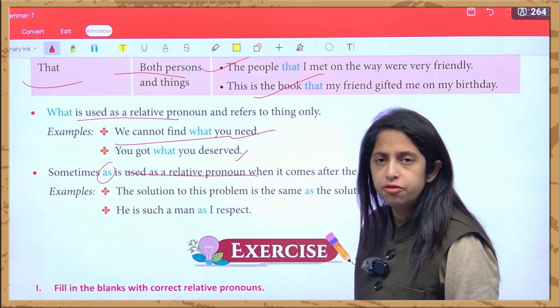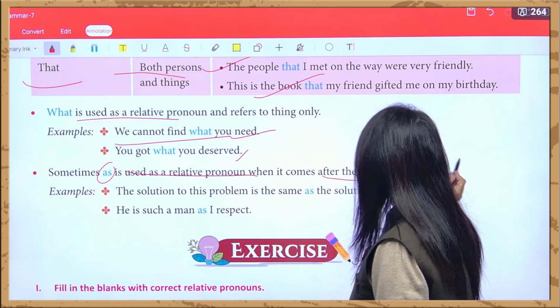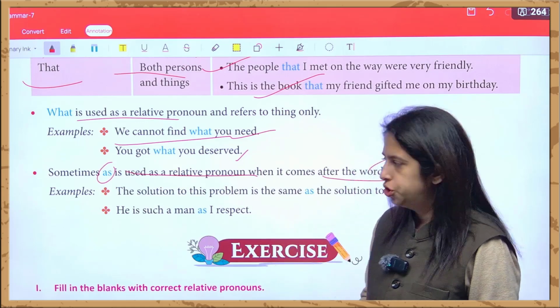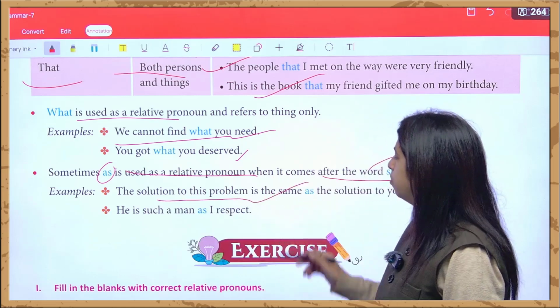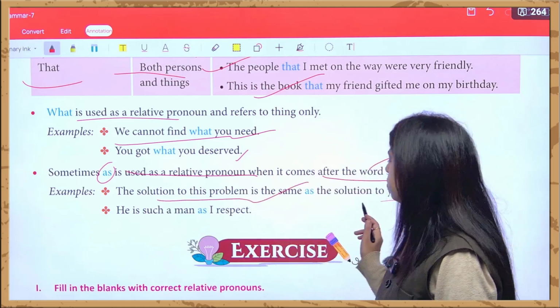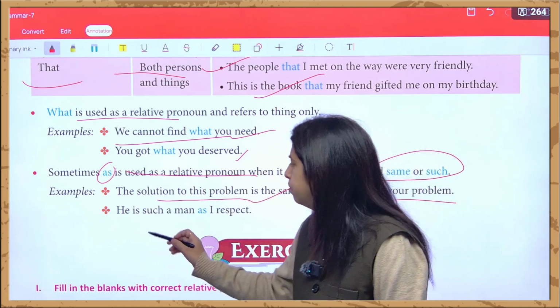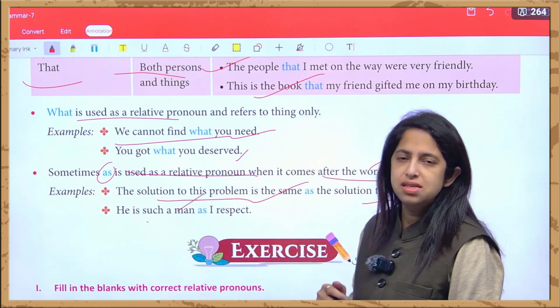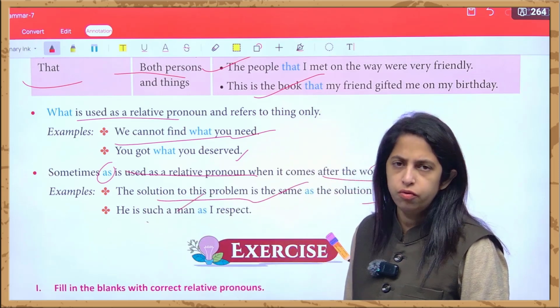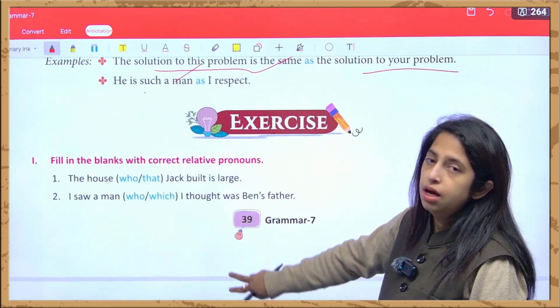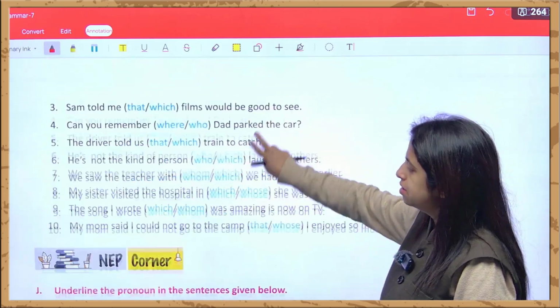Sometimes as भी use होता है relative pronoun के रूप में, because it comes after the word same or such, जैसे कि the solution to this problem is same as the solution to that problem or to your problem. He is such a man as I respect. मैं उनकी बहुत respect करती हूँ, वो ऐसे इंसान है। On behalf of this, then you have to complete all these exercises on your own.